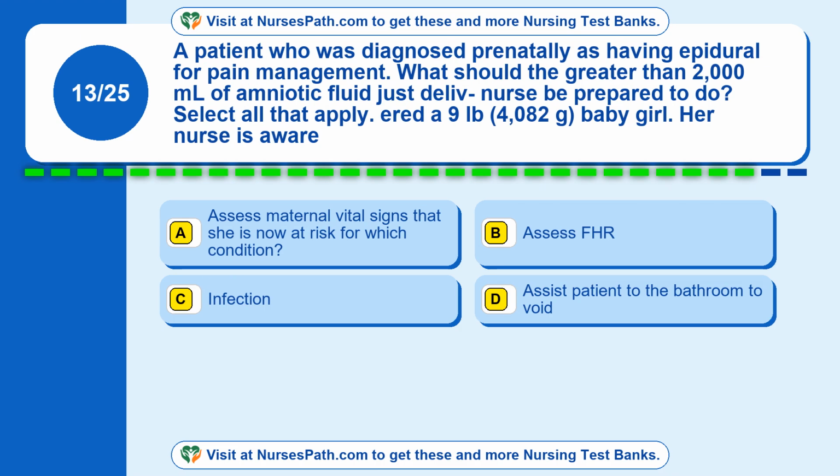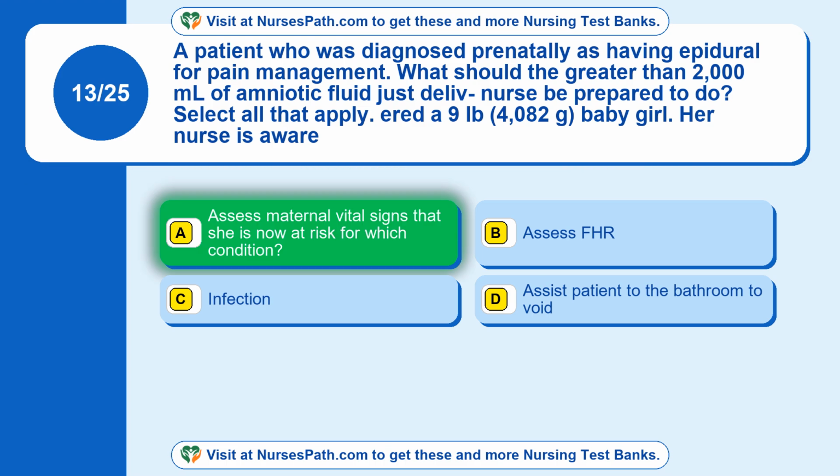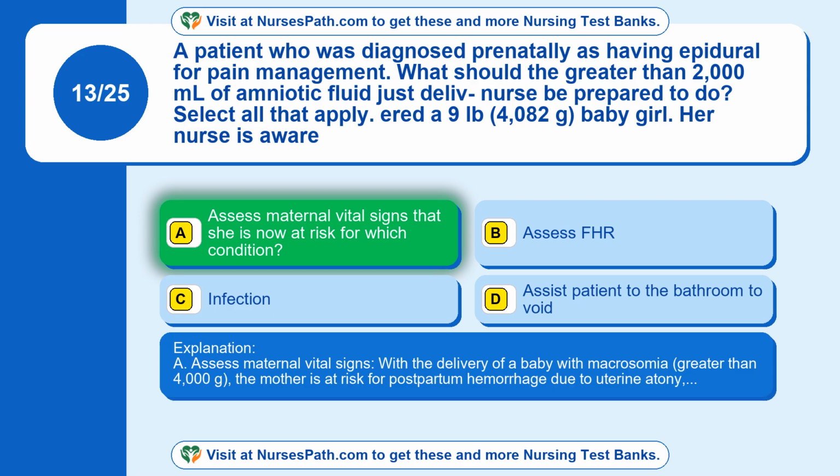Question 13. A patient who was diagnosed prenatally as having polyhydramnios, with greater than 2000 ml of amniotic fluid, has just delivered a 9 pound, 4082 g baby girl after receiving an epidural for pain management. What should the nurse be prepared to do? Select all that apply. Option A. Assess maternal vital signs. Option B. Assess FHR. Option C. Infection. Option D. Assist patient to the bathroom to void. The correct answer is option A. Assess maternal vital signs. With the delivery of a baby with macrosomia, greater than 4000 g, the mother is at risk for postpartum hemorrhage due to uterine atony.